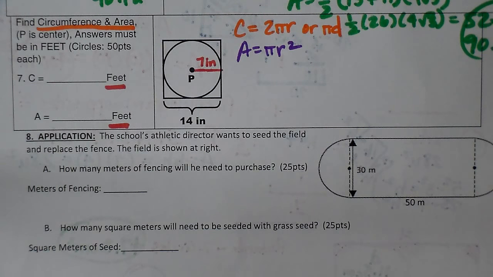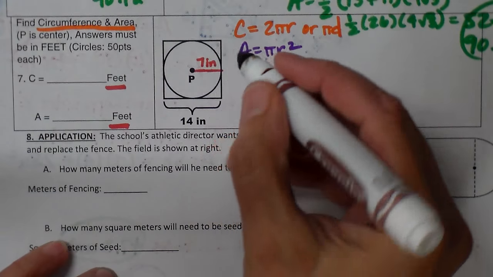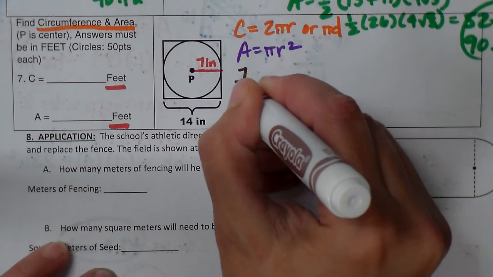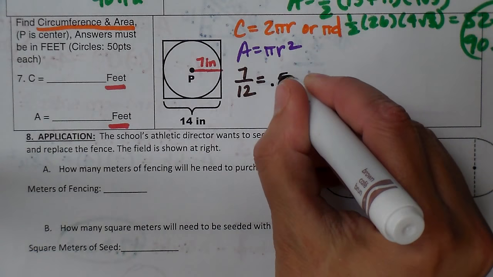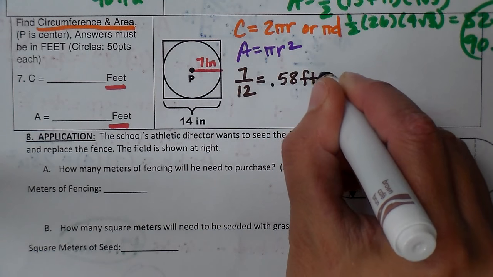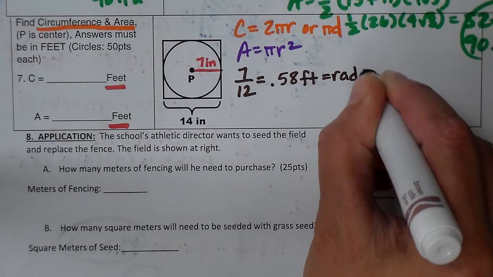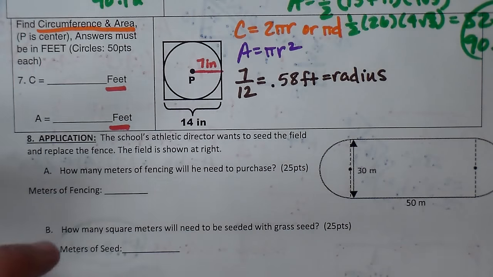You always convert before you calculate, because when you get into area and volume, you can't just divide or multiply by one factor. All the factors come into play. So I'm going to take this 7 inches and I'm going to convert it to feet. 7 divided by 12 gives me 0.58 feet. So that is my radius. My radius is 7 inches, which is 0.58 feet.